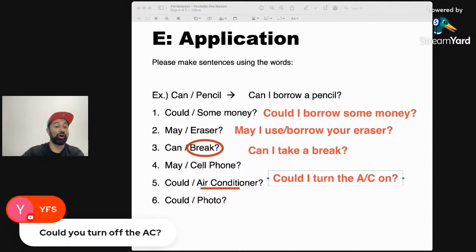YFS, could you turn off the AC? Good. Here it's the opposite. Maybe it's too cold, so you turn off the AC. Very good. Now, what about photo?